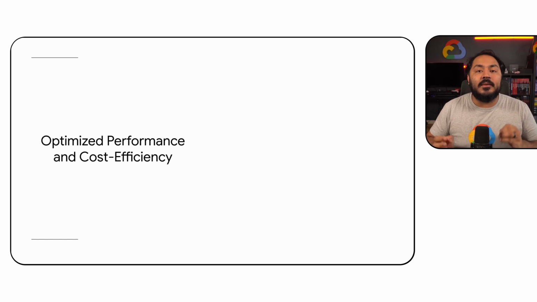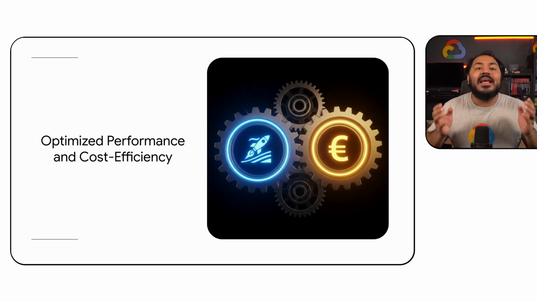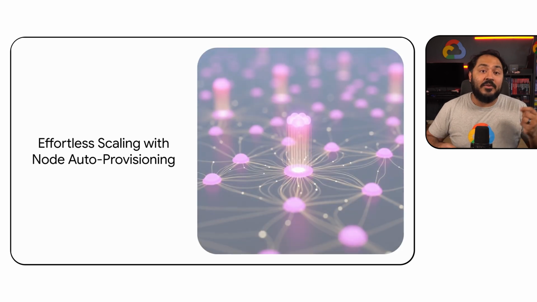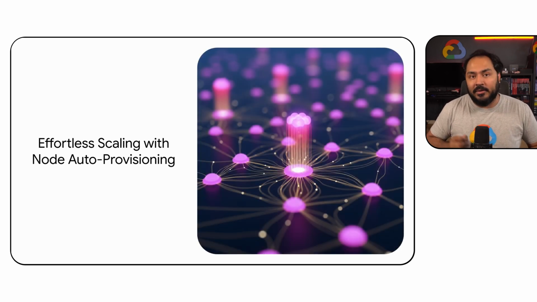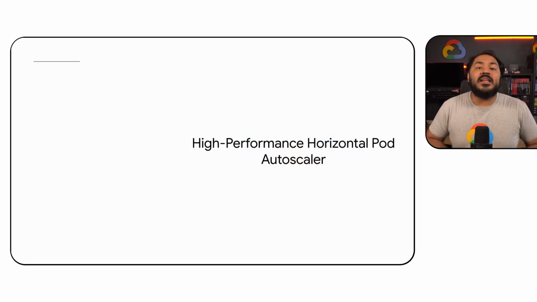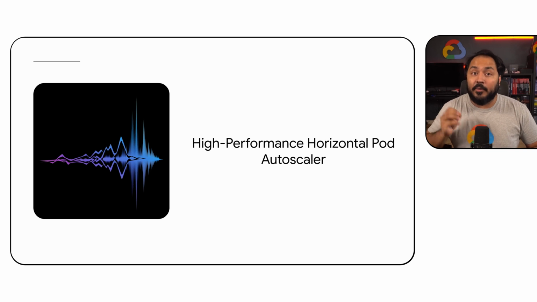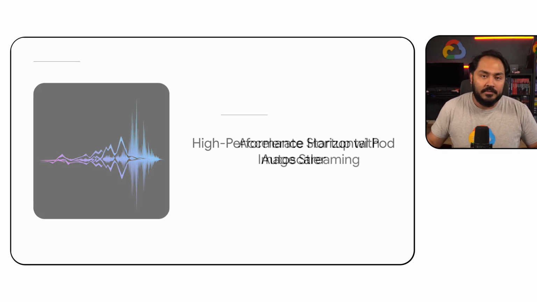It intelligently streamlines the use of GPUs and DPUs, leveraging custom compute classes so your pods land on the exact hardware they need. With node auto-provisioning, or NAP, your cluster automatically provisions the right resources precisely when you need them. A custom metrics adapter allows the horizontal pod autoscaler, or HPA, to scale your models based on real-world inference metrics, like queries per second or latency, ensuring you only pay for what you use.